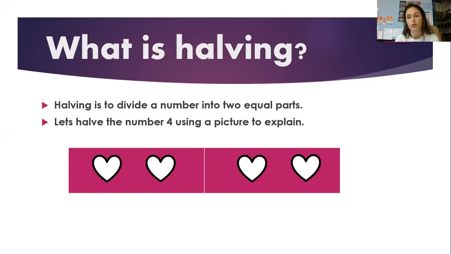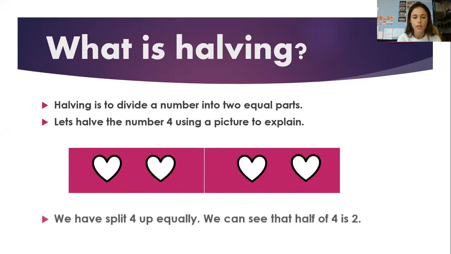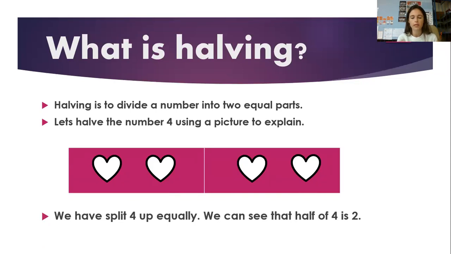And I know that you know what the answer is to half of 4, but I'm just showing you as an example. So we have split the 4 up equally. Equally means the same. Okay, we can see that half of 4 is 2. We can't have 3 hearts on the one side and 1 heart on the other because that's not split equally, is it?